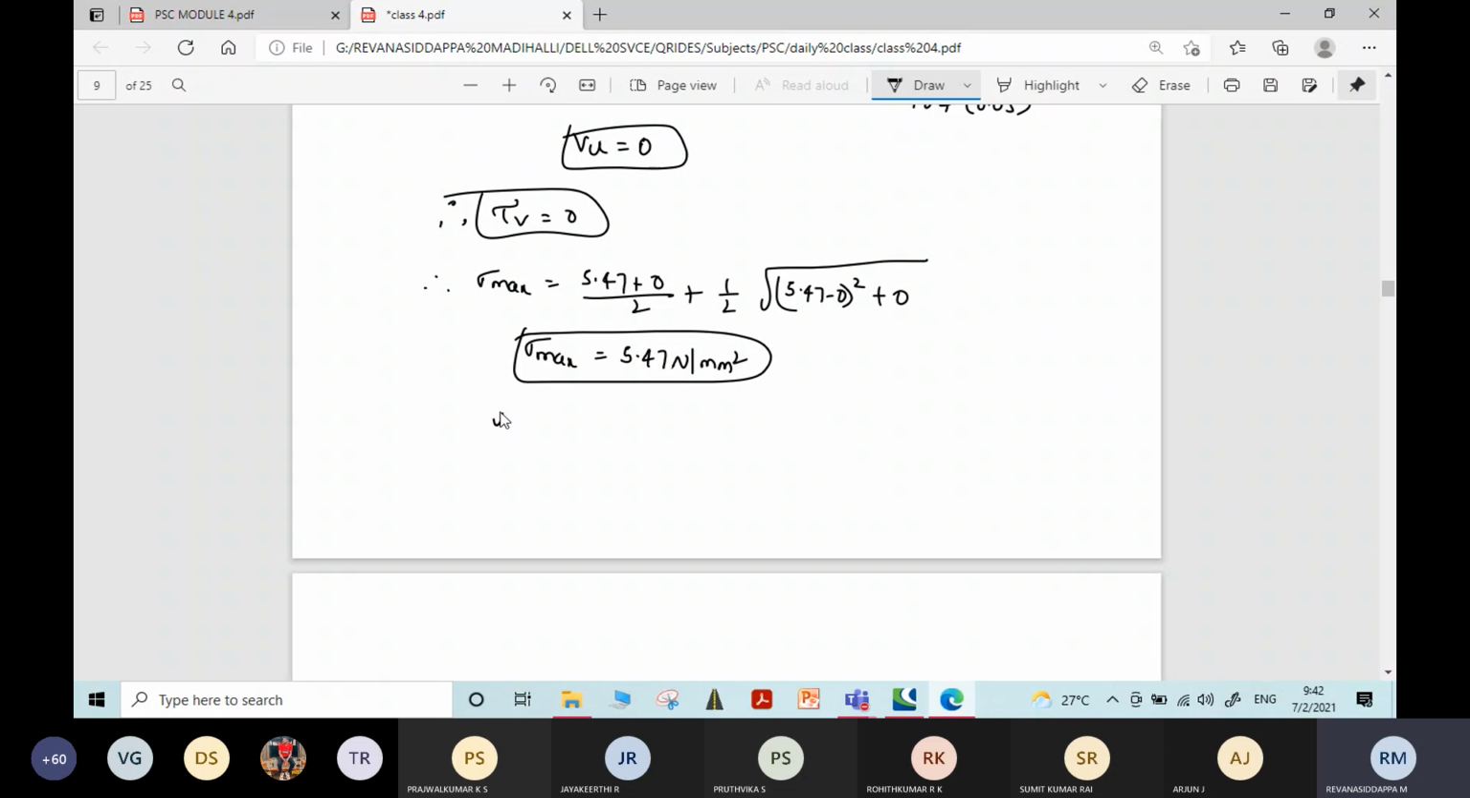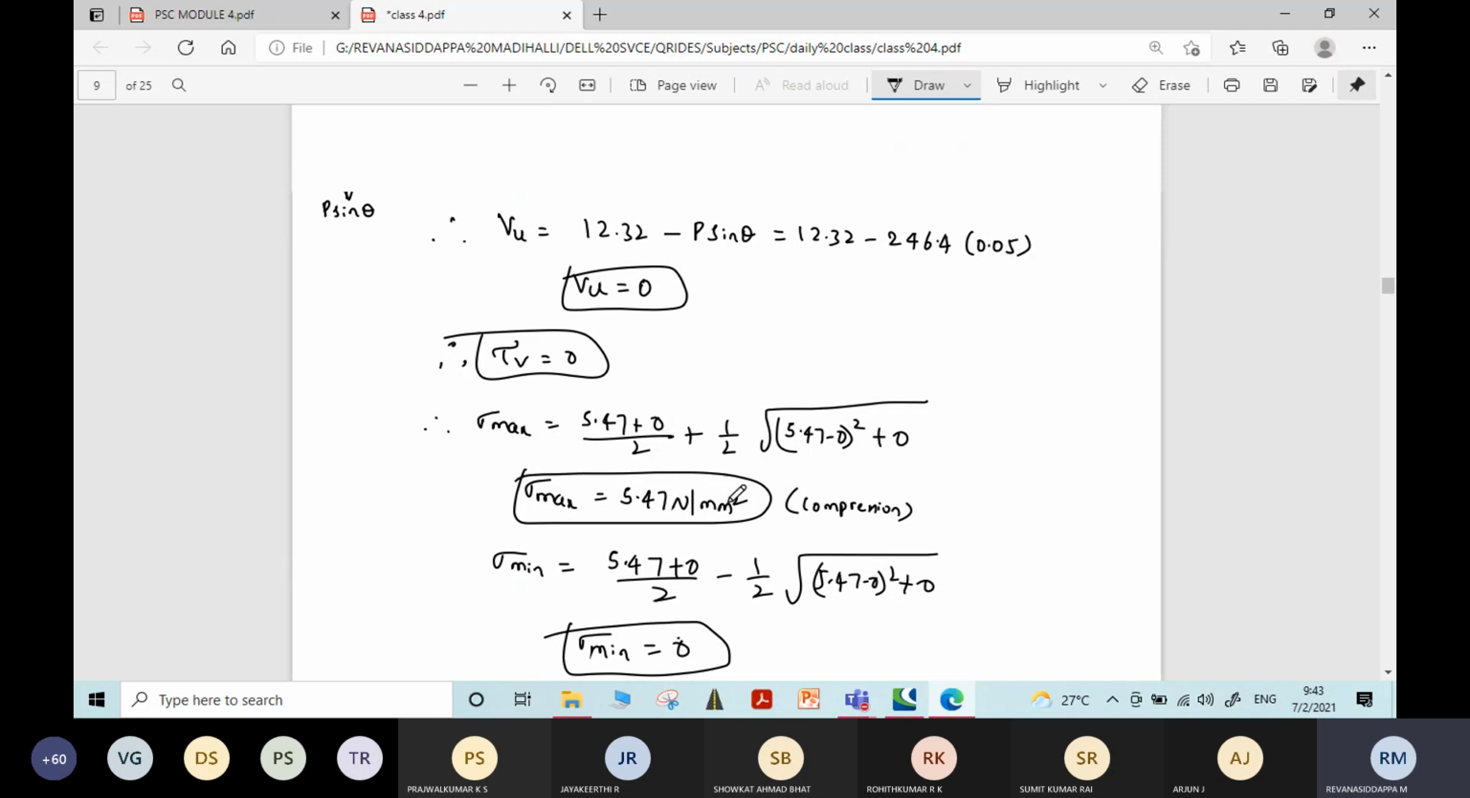And sigma minimum, this is compression, is equal to 5.47 plus 0 divided by 2 minus half of root of (5.47 minus 0) whole square plus 0. You will get 0, I think now. Sigma minimum. Yes, sir, it's coming 0. You will get 0.